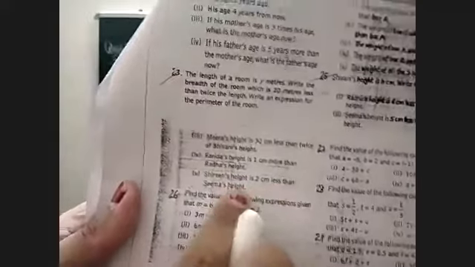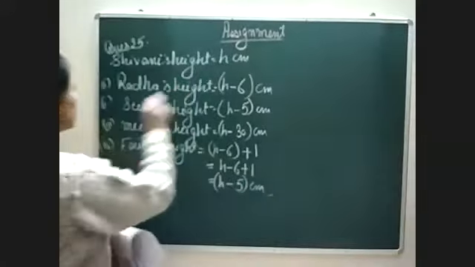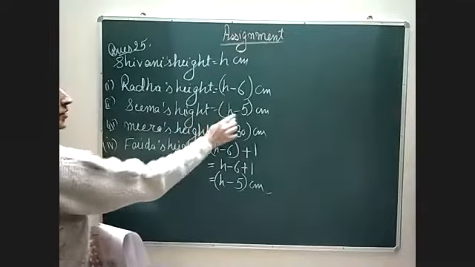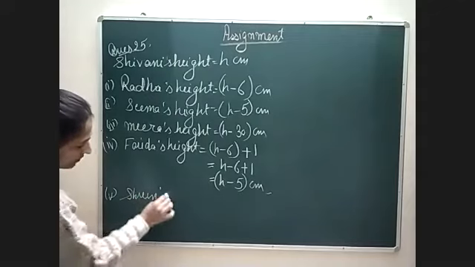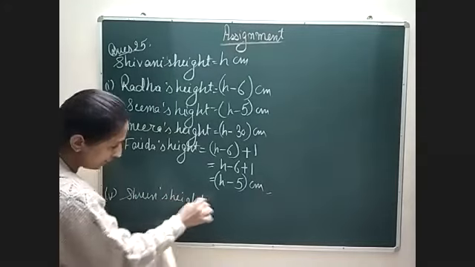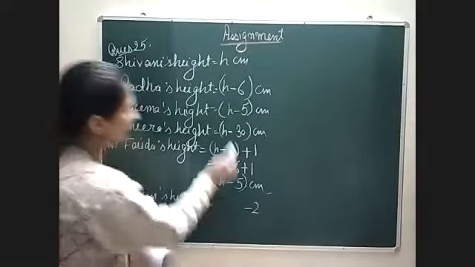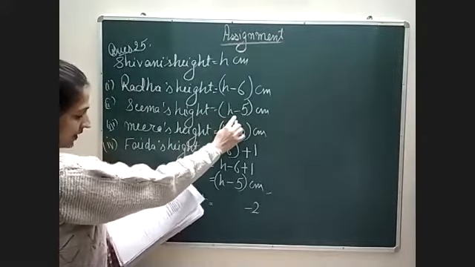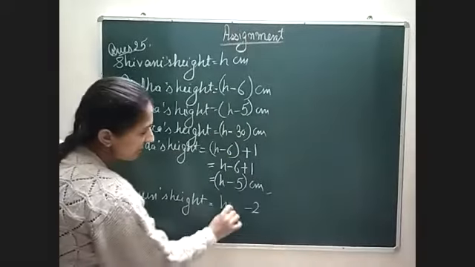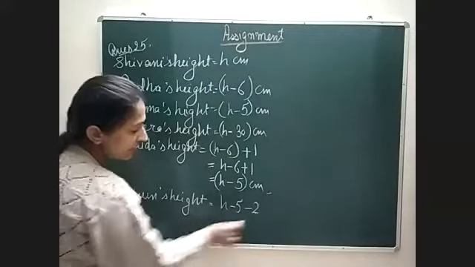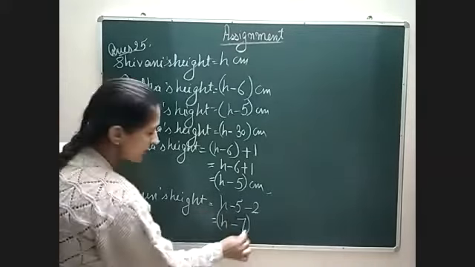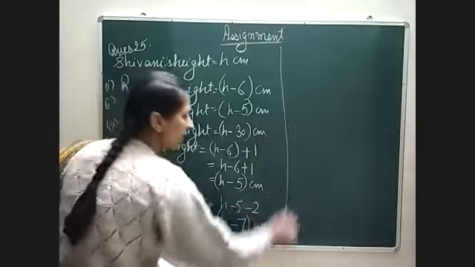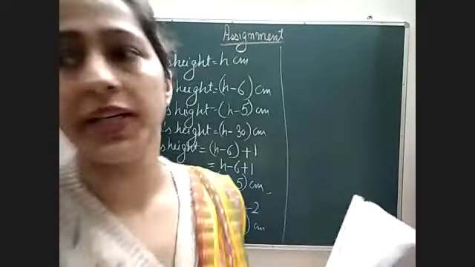Next is Shreen's height. It is 2 centimeters less than Seema's. Okay, so Seema's we have here. So we will be using Seema's height now. Now is Shreen's height. And for that we are given 2 less than Seema's. And Seema's is h minus 5. H minus 5 and 2 we have to subtract. Minus 5 and minus 2 will be minus 7. So this is Shreen's height. Here is the completion of question number 25.